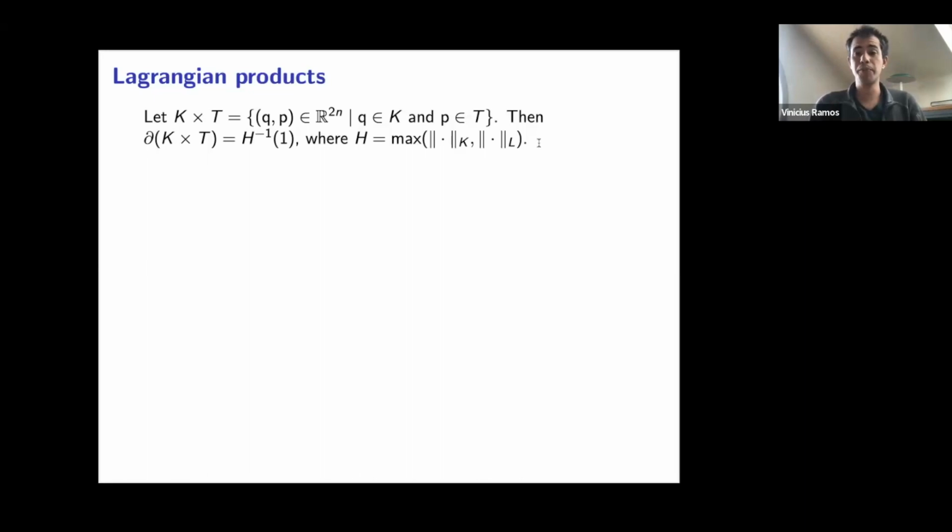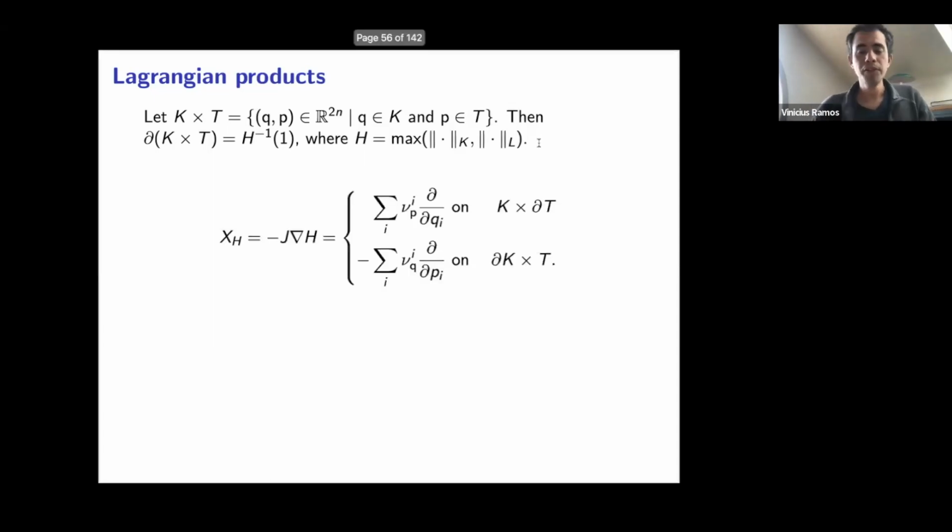So the boundary is not a smooth manifold, but we can think of it as having two smooth parts. We have K times the boundary of T and T times the boundary of K. Basically the Hamiltonian vector field is just minus J times the gradient, and it will have two expressions. It's not a smooth vector field, it's not even continuous, but it's still a vector field in these two parts. So it's given like this.